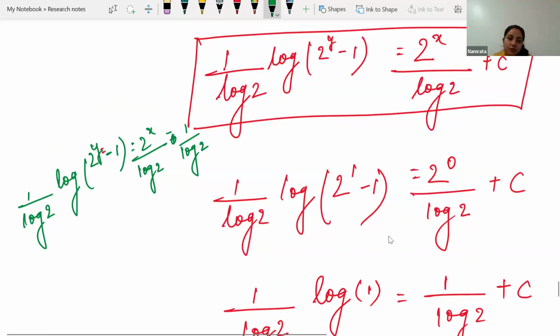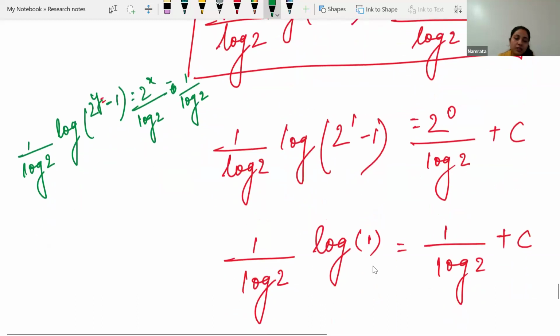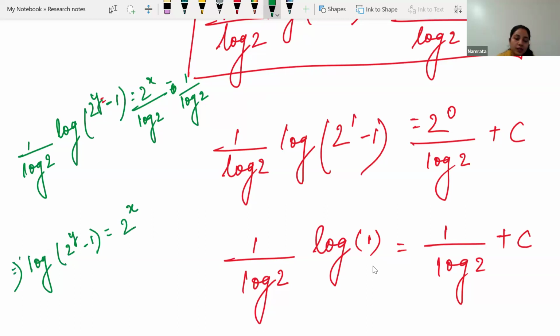Log 2, log 2, log 2, we can cancel it, right? We can take it out common. Log 2 is just a value, just a number. We can take it out as common and cancel it. So we are left with log 2 to the power y minus 1 is equal to 2 to the power x and here minus 1. Yeah, this is what we are having.